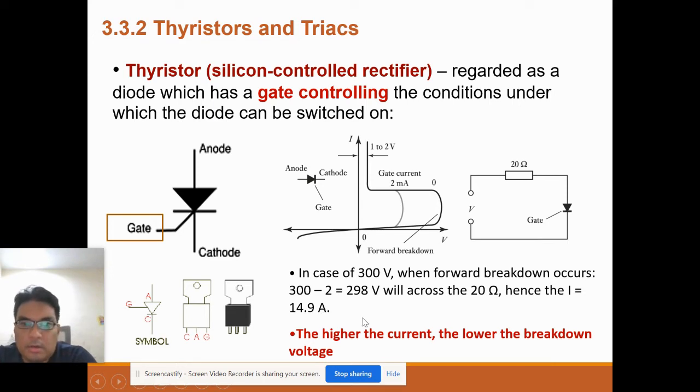Okay, the higher the current supply, the lower the breakdown voltage. So this is the principle of the thyristor. I mean the higher the current, the lower the breakdown voltage that will be given.